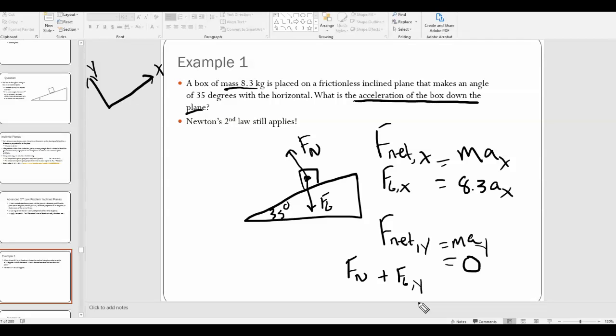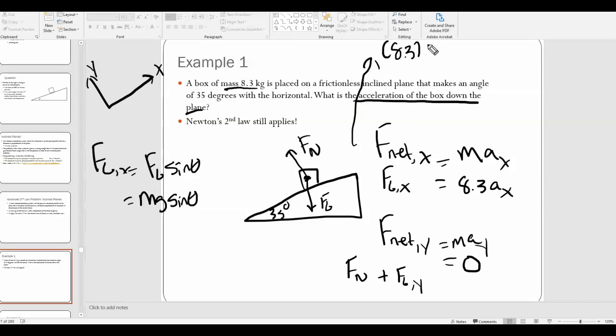Okay, so my setup is done. Now I can start doing calculations. Remember, FGX is FG sine theta, and FG is itself mg sine theta. And so I can plug in for FGX: 8.3 times negative 10, because that's little g, the acceleration due to gravity, times sine of 35 degrees, and that's equal to 8.3 ax.